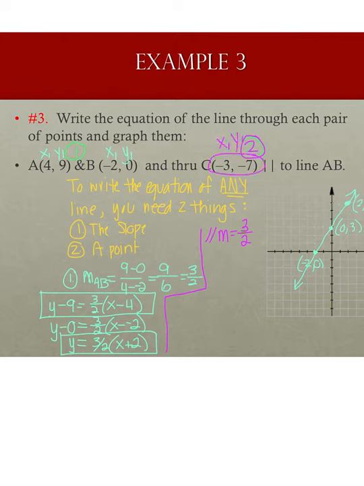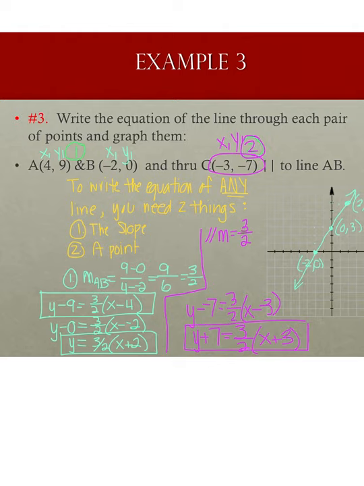I'm going to write the equation. Y minus negative 7 equals 3/2 x minus negative 3. Clean it up, we end up with y plus 7 equals 3/2 x plus 3.